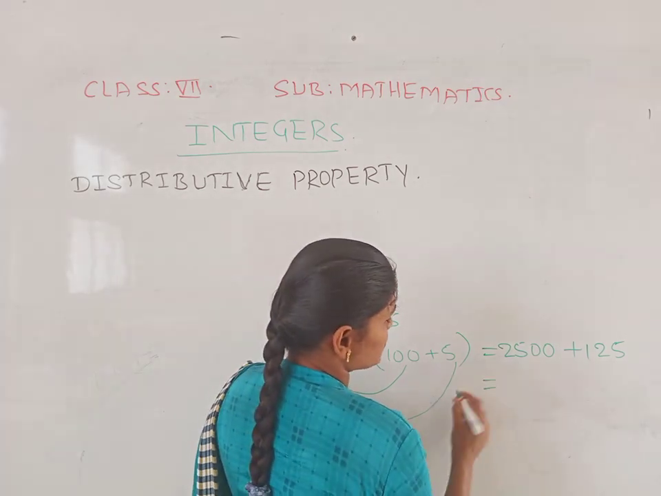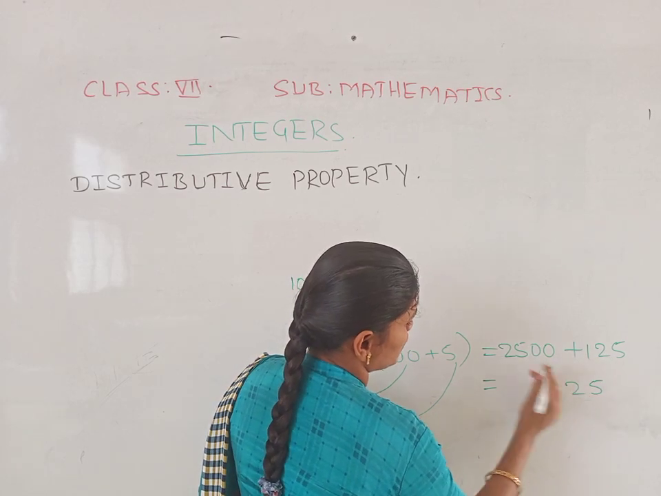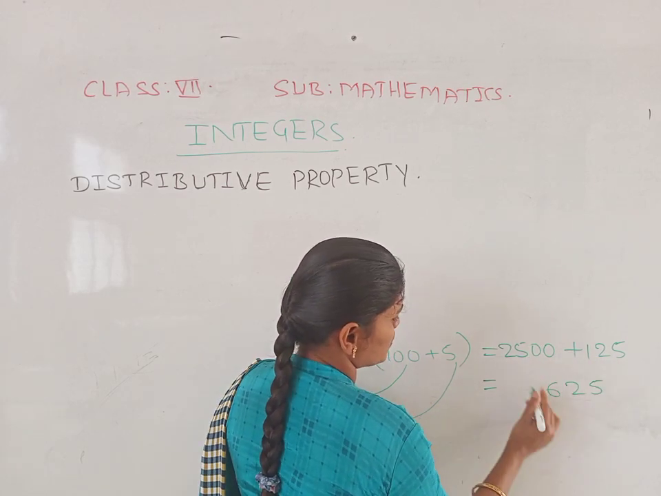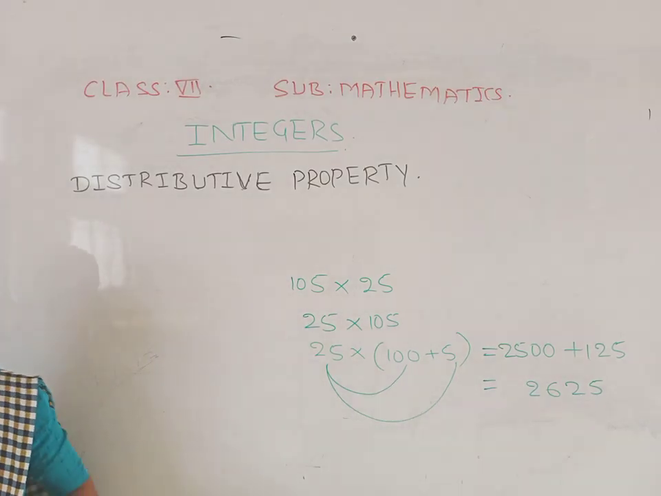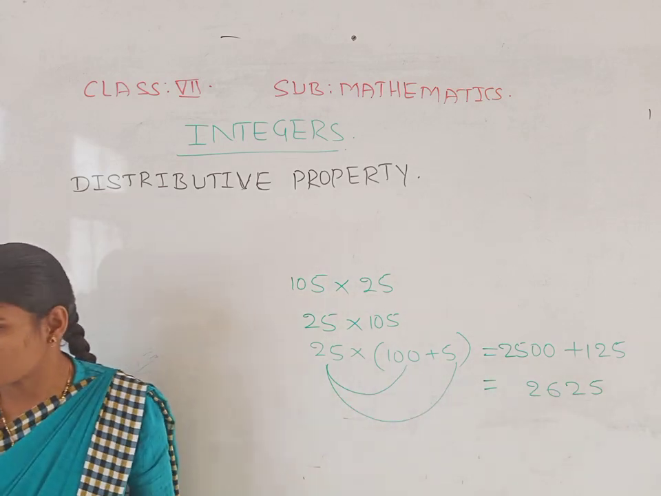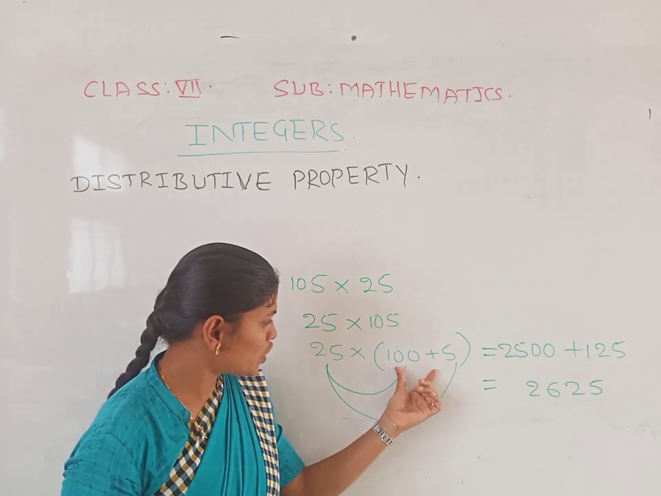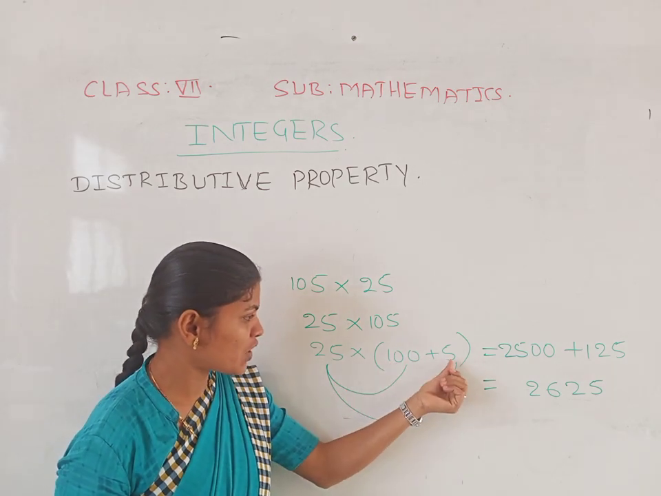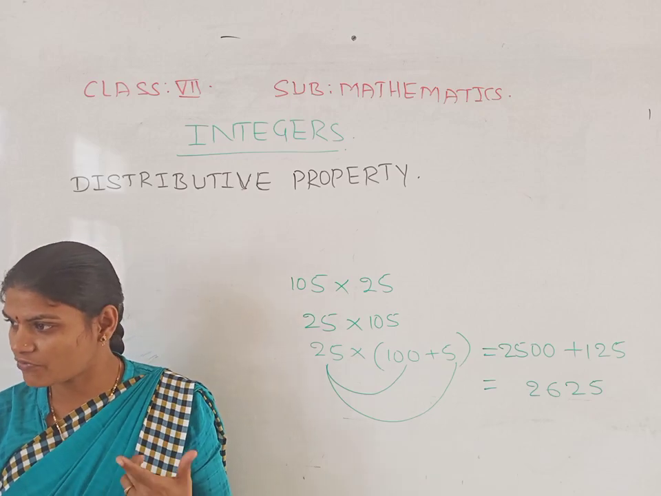So just add these two. 0 plus 5, 5. 0 plus 2, 2. 5 plus 1, 6. 2 as it is. 2625. This is the product. 25 into 105 is what? 2625. Yes, but we have done 100 into 25 plus 25 into 5. How is it correct? Shall we verify?